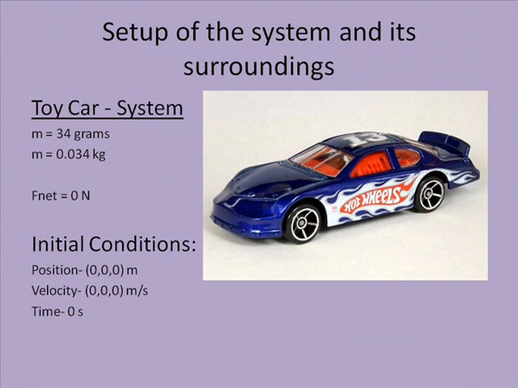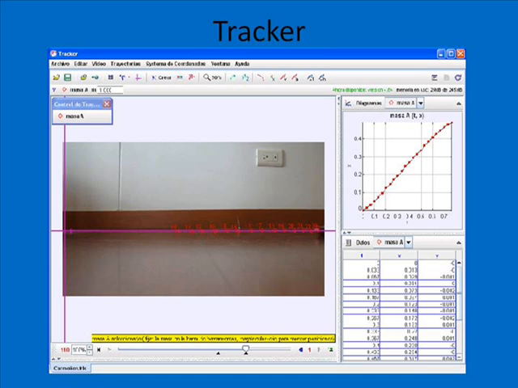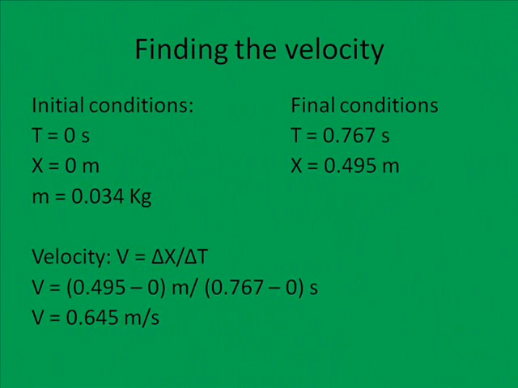In this video, my friend pushes the toy car, the system, towards the right, where the x-axis is positive. The point of origin is the middle or center of the toy car, after it has been released. By using Tracker, I track the velocity from the time the toy car was released to a few seconds later. The axes are set on the toy car, and as mentioned before, the car moves in the positive x direction. The toy car started at origin 0, 0, and after being played for a couple of seconds, the final time is 0.767 seconds, and the final position is 0.495 meters.